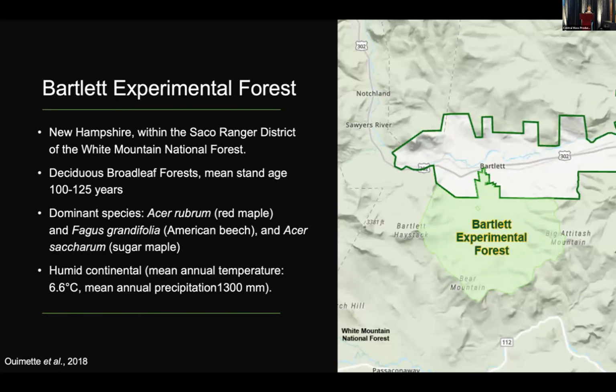So the study site, as you heard from Andrew before, is Bartlett Experimental Forest. It's located in New Hampshire within the Saco Ranger District of White Mountain National Forest. It is a deciduous broadleaf forest with mean stand age of 100 to 125 years. The dominant species there are red maple, American beech, and sugar maple. The climate there is humid continental.